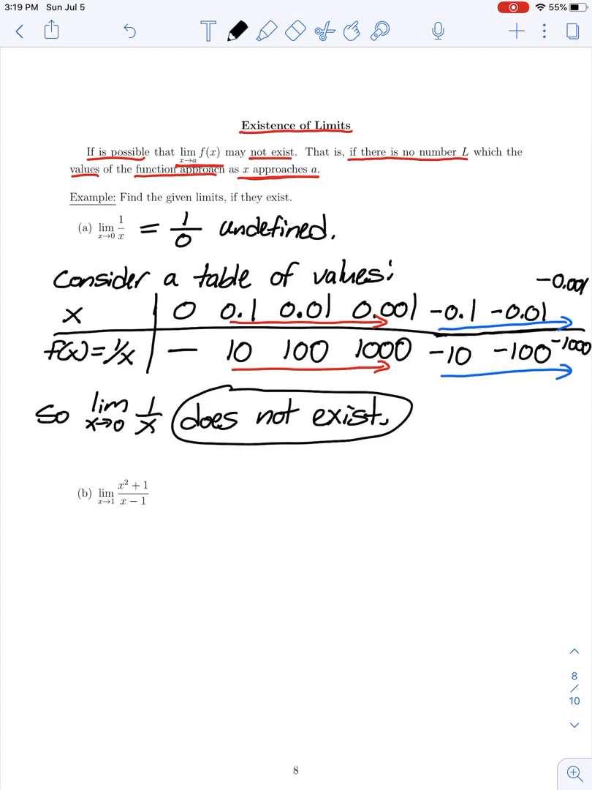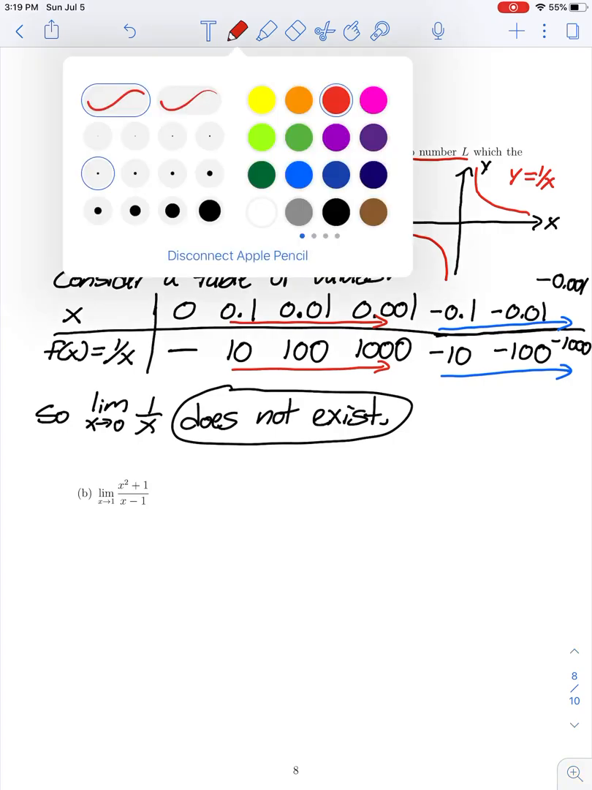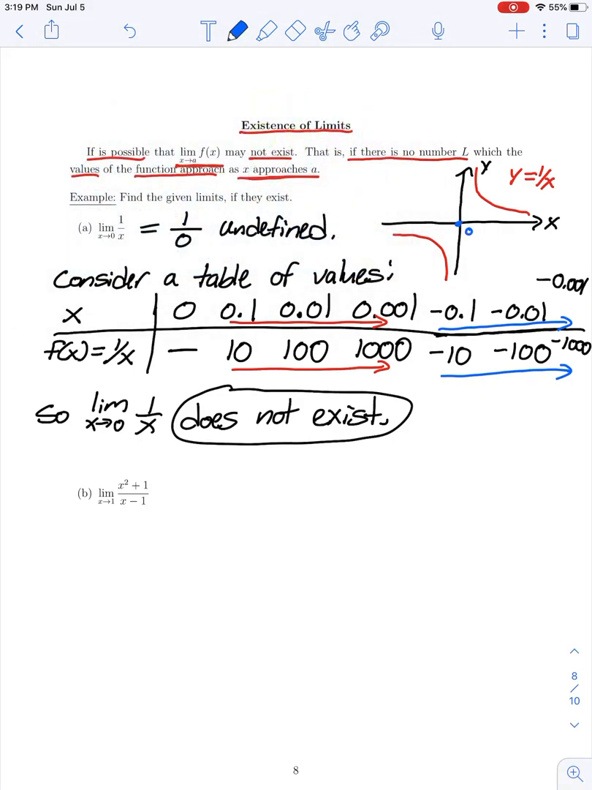Now we could have also seen this by examining the graph of this function. So if we consider in the xy plane the graph of 1 over x, we have the following function. And we can see that as we're closing in on x equals 0, the corresponding values for our function, as we saw in the table, are either becoming infinitely large in the positive direction or are becoming infinitely large in the negative direction. So since there is no number which we're approaching, this limit does not exist.